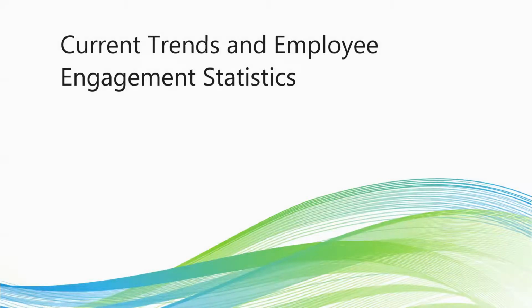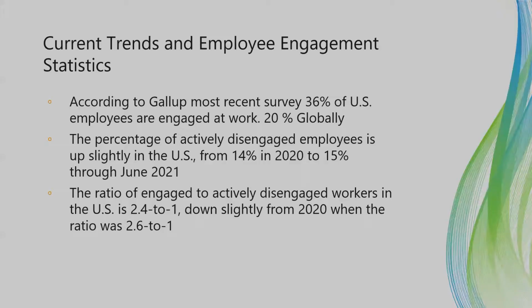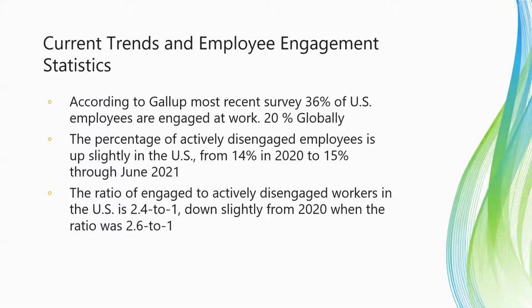So a little bit on current trends and employee engagement statistics. According to Gallup, 36% of U.S. employees are engaged at work, compared to 20% globally. The percentage of actively disengaged employees is slightly up in the U.S. from 14% in 2020 to 15% through June of 2021. And then the ratio of engaged to actively disengaged workers in the U.S. is 2.4 to 1, down slightly from 2020, where the ratio was 2.6 to 1. So about 2.5 to 1 of our employees are actively disengaged, or at least telling you that they're actively disengaged.